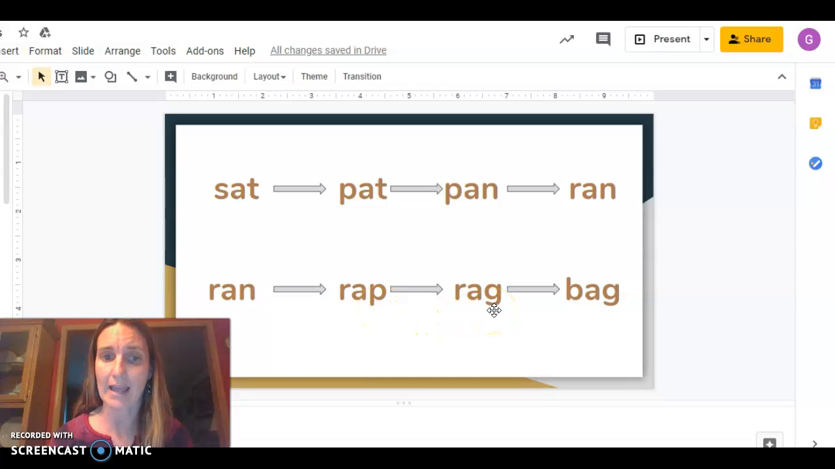to make rag. Then I want to take rag and turn it into bag. I think about where that sound change happens. Rag, bag. I hear that first sound change, so I'm going to say goodbye to the letter R and hello to the letter B to make the word bag. And this is an example of a word chain.